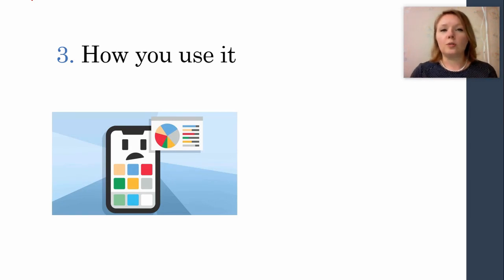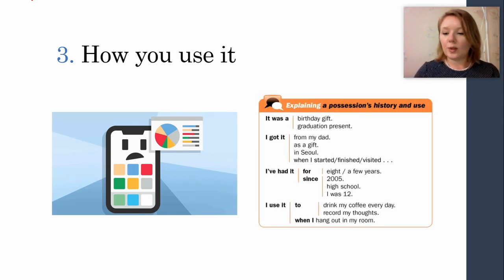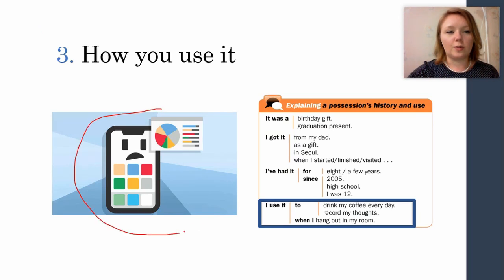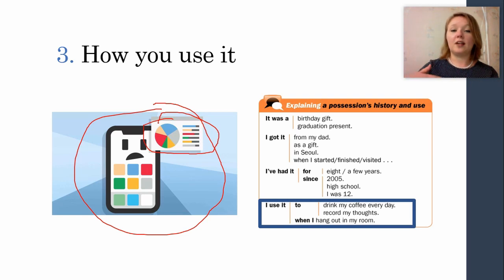Now that we know how to talk about how long we've had something and where we got it from, now let's learn to talk about how you use it. So here we see our phrases that we're learning about. Now let's focus on these terms. I use it. So here we see, for example, your phone. What do you use your phone for? Maybe many things. We can say, I use it to, or I use it when I.